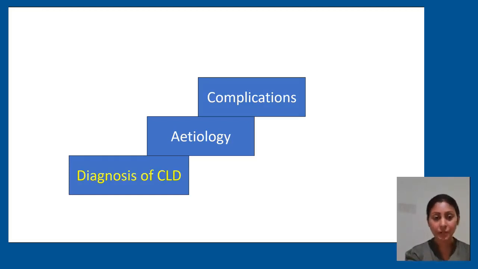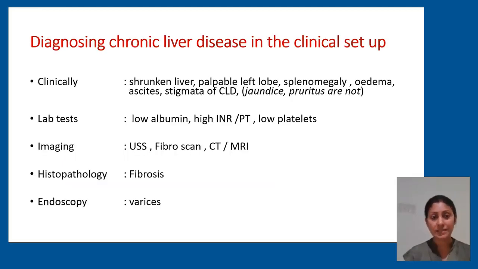Firstly, I would like to discuss the diagnosis of chronic liver disease. If a child comes with symptoms related to liver disease, maybe jaundice, maybe abdominal pain, pruritus, is this really chronic liver disease? Or is this just acute hepatitis? Or is this just acute liver failure? So what are the features which should suggest a chronic liver disease in a child? Actually, we can use our clinical signs as well as lab tests, imaging, histopathology, and sometimes the endoscopy would also give us a clue. Clinically, what are the features which would tell you this child has chronic liver disease?